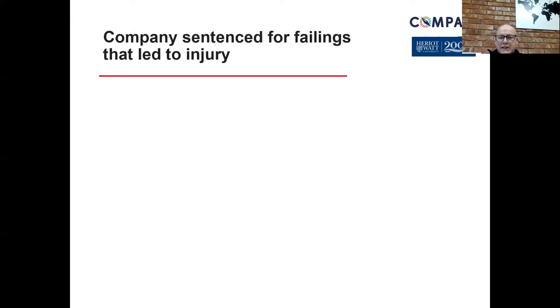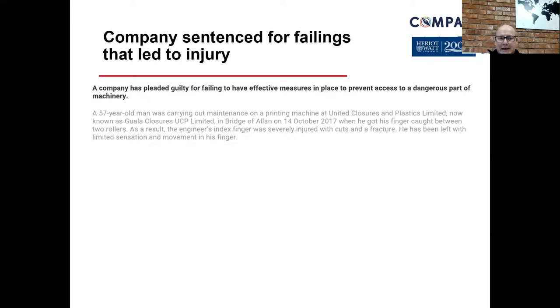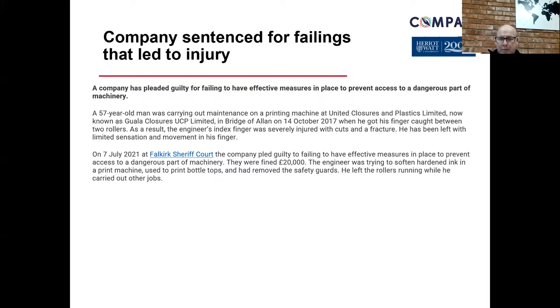So to give you a couple of examples, in this case a 57-year-old man was carrying out maintenance on a printing machine. As a result of that, the engineer's index finger was severely injured because it was drawn in. They'd removed one of the control measures, we call it a finger nip guard, and allowed the rollers to turn around. So imagine two rollers going round. In that nip point in the middle, there should be a guard going across it so that your hand cannot be drawn in. And in this case, because he needed access to it for maintenance purposes, he'd taken that guard off, and the company had allowed him to do that, hadn't questioned it, and as a result of that, he had the accident.